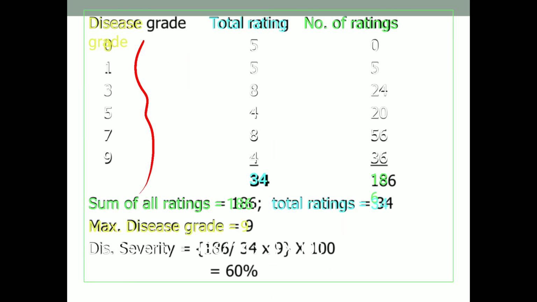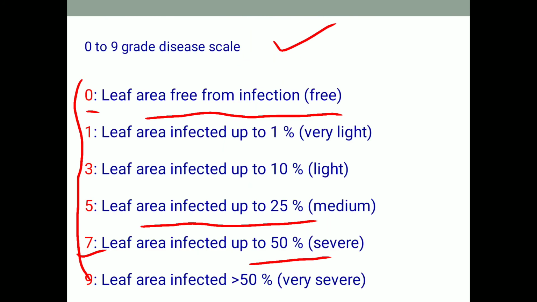So we have to observe the total ratings, that means the total number of leaves observed. When we observed 5 leaves, they come under grade 0, that is no incidence of disease. Next 5 leaves observed come under grade 1, that is only 1% disease incidence occurred. Then 8 leaves indicate grade 3, that is 10% disease incidence takes place.